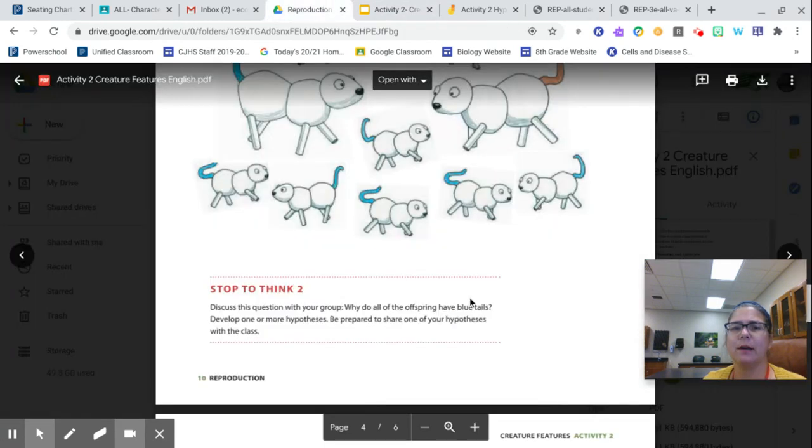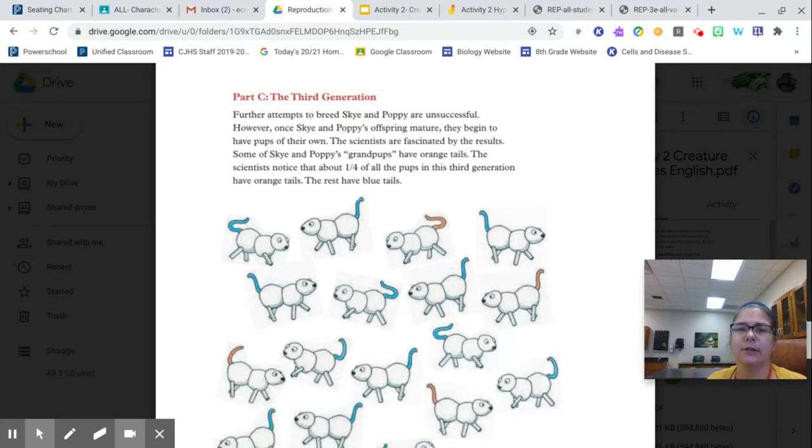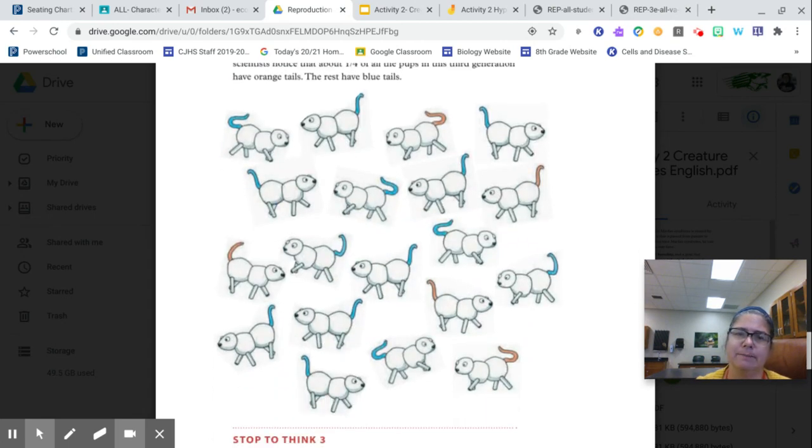Okay, welcome back. We are ready to go to the last section here, part C, the third generation. Further attempts to breed Sky and Poppy are unsuccessful. However, once Sky and Poppy's offspring mature, they begin to have pups of their own. The scientists are fascinated by the results. Some of Sky and Poppy's grandpups have orange tails. The scientists noticed that about 1/4 of all the pups in this third generation have orange tails. The rest have blue tails.